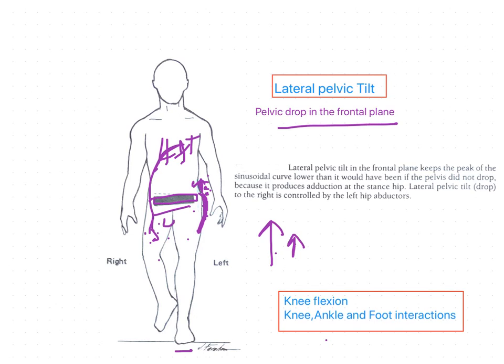Okay, so this is the main determinant that is called the combined action of knee, ankle and foot interaction. So the combined action of these knee, ankle and foot helps prevent abrupt increase or decrease of this COG. So all this combined action helps in forming a smooth curve called the sinusoidal curve.